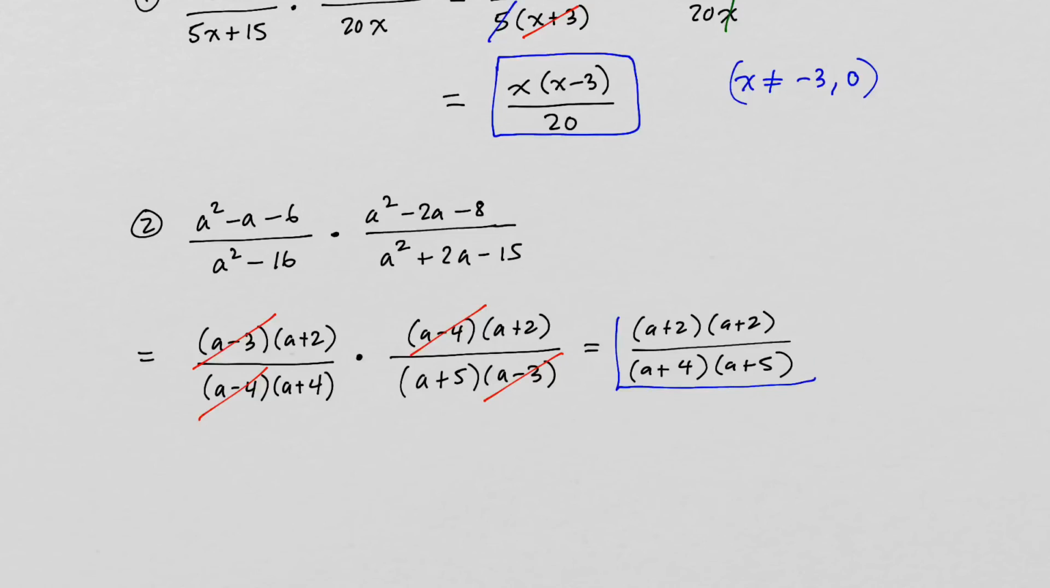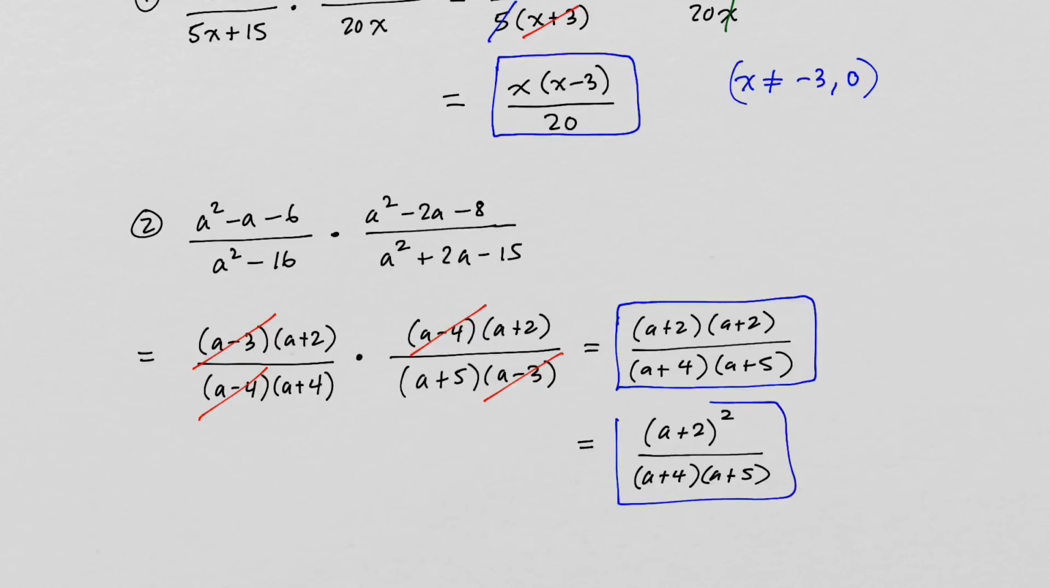This is an acceptable solution. You could leave it like that. However, most of the time, this will be rewritten as a plus 2 to the second power over a plus 4 times a plus 5, because that is a slightly simplified version.